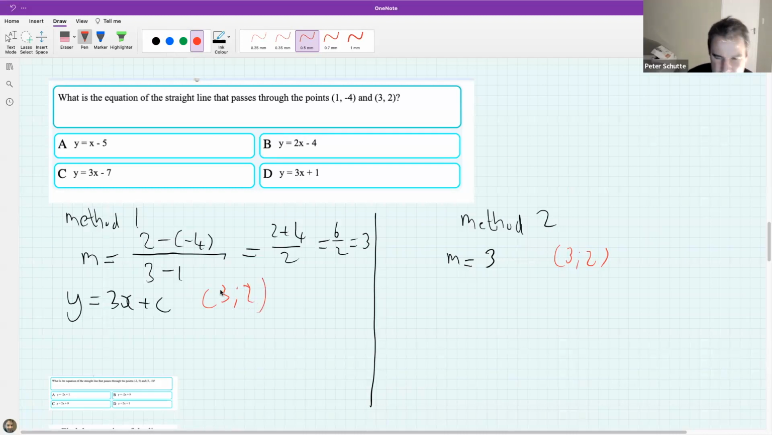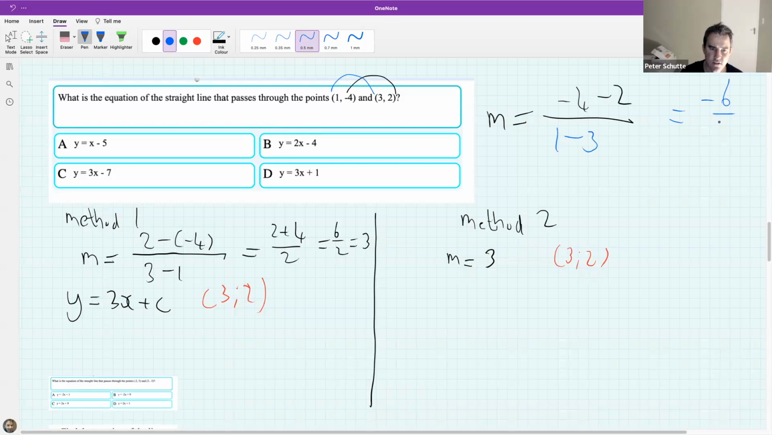So up to this point, they're kind of the same. Both methods need the gradient. Both methods need a point on the line. Does it matter which bracket you start with? It doesn't, as long as you're consistent. So just to show you, if I found the gradient and I started here and went -4, -2, and then I went 1, -3, I would still get -6.